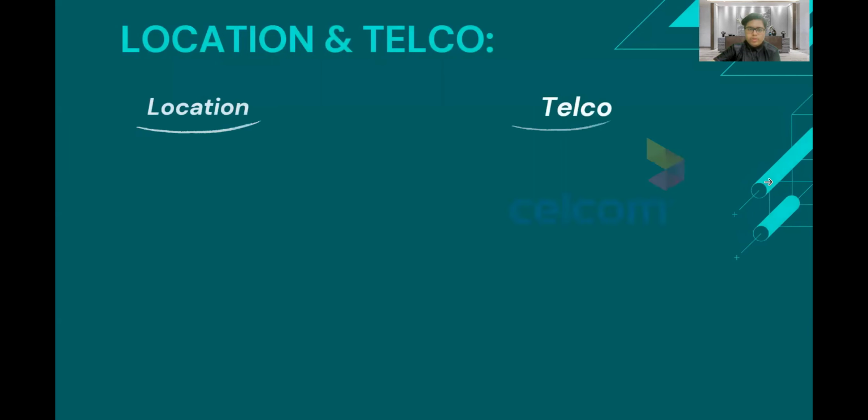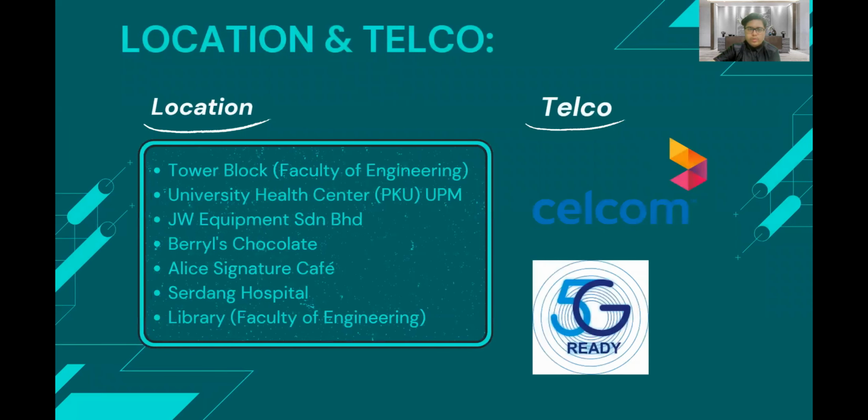Next, moving on to the locations and the telco that we will be using. The locations that we decided on for network test and analysis are inside Seri Kembangan, Selangor. The list of locations: Tower Block, Faculty of Engineering, University Health Center, PKU, JW Equipment, Sinar Berhad, Burley's Chocolate, Alice Signature Cafe, Serdang Hospital, Library Faculty of Engineering. And the telco that we will be using is 5G Celcom.